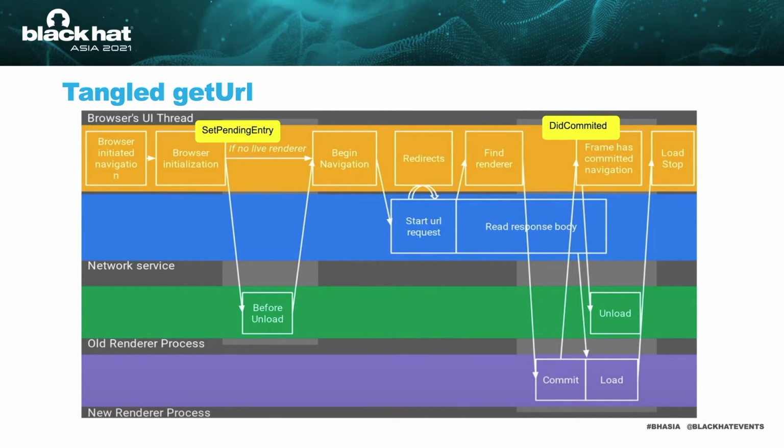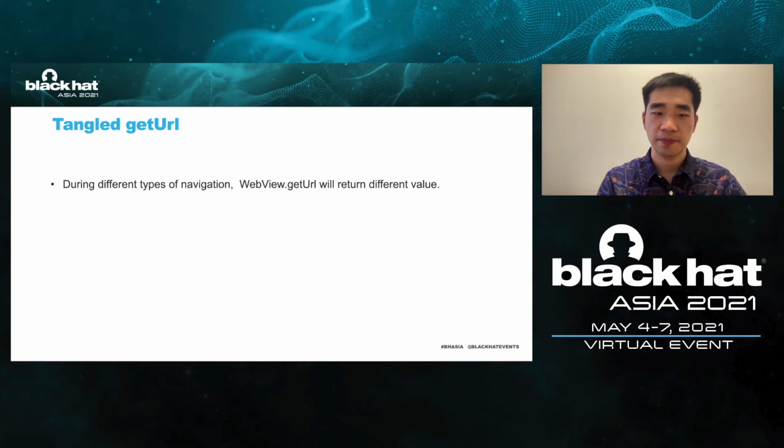Pending entry will be set at the beginning of the navigation, and the last committed entry is set after the render page is committed. For browser-initiated navigation, getUrl will return the new URL even before the old render model is unloaded. For render-initiated navigation, it will return the old render model's URL before the new render model is committed.